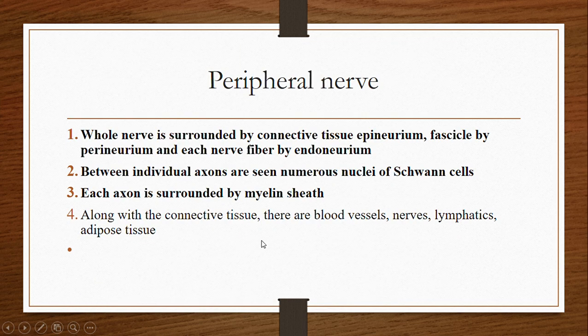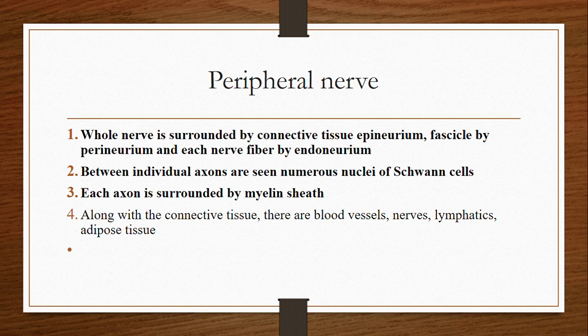Next is the last slide in the nervous system, that is the peripheral nerve. Peripheral nerve is a nerve which is outside the central nervous system. The nerve which is supplying your hand, the nerve which is supplying your leg, all the parts of the body, that is the peripheral nerve. The whole nerve is surrounded by connective tissue. I have told you three layers of connective tissue can be seen.